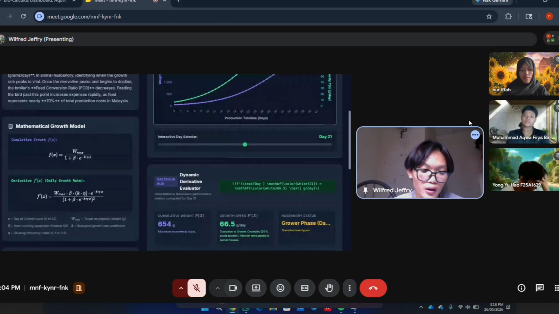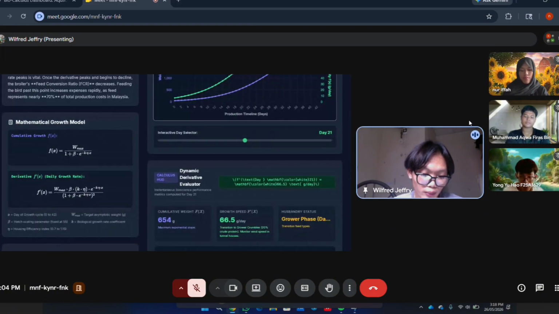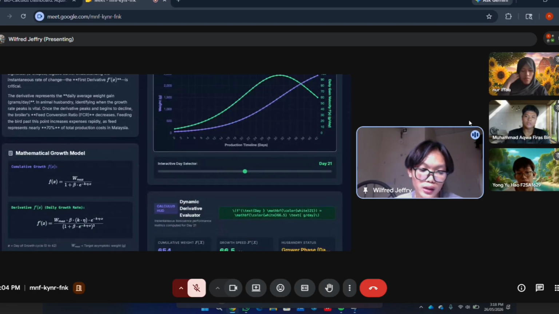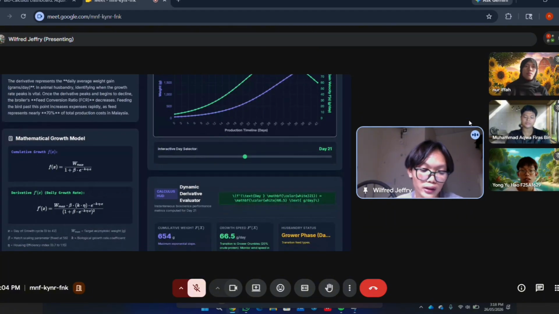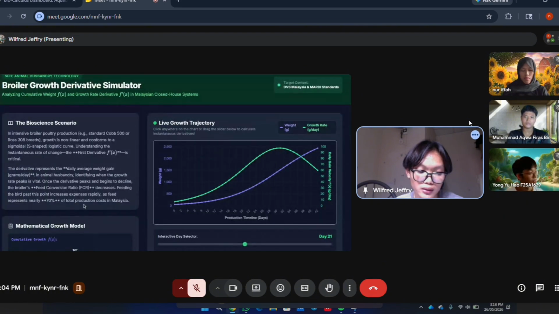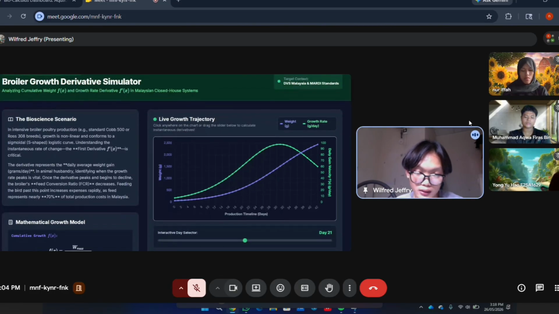And then for the recommendation for improvement, finally, I would like to share one key idea to make this simulator even better and more useful. Currently, users have to move the slider manually to find where the green curve is highest. To make it easier, we can add an automatic optimal harvest calculator.